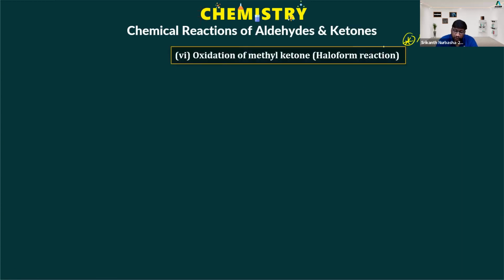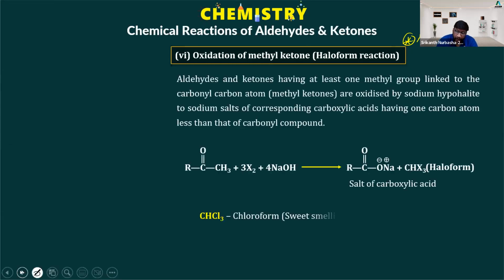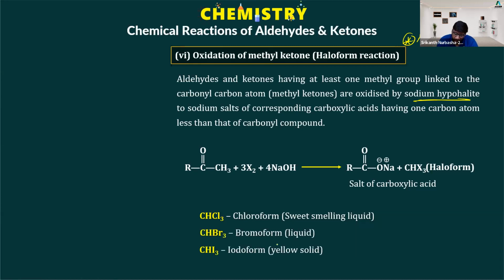Next reaction: oxidation of methyl ketones, or the haloform reaction. Haloform or iodoform reaction, a very famous reaction. Aldehydes and ketones having at least one methyl group linked to the carbonyl carbon atom, or methyl ketones, are oxidized by sodium hypohalite, that means NaOX, to sodium salts of the corresponding carboxylic acid having one carbon atom less than the carbonyl compound. How is this happening? That we want to understand. CHCl3 is chloroform, CHBr3 is bromoform, CHI3 is iodoform.